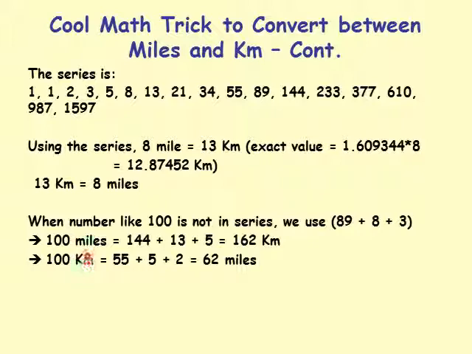If we had 100 kilometers, we have to convert to miles. So 89 is here, and we take 1 to the left, 55. Next is 8. 8 is here in the series, and 1 to the left is 5, so we use 5 here. Next is 3. 3 is here in the series, and 1 to the left is 2, so we add 2 here. 55 plus 5 plus 2 is 62 miles. So we convert 100 kilometers to 62 miles, and 100 miles to 162 kilometers. Let's go.